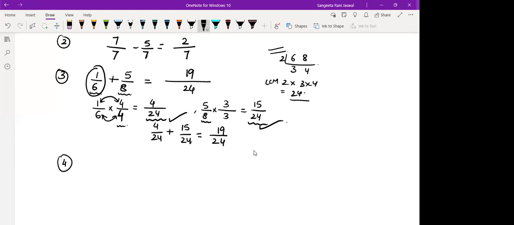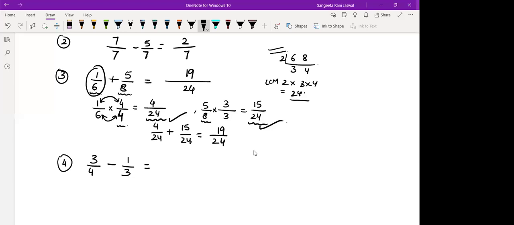Now I'll show you the subtraction sum. Let's take this number. I'm taking small, small numbers. 3 by 4 minus 1 by 3. Now, everything is the same as what we have done in this question. Only in place of plus, we have a minus sign. So, how will you do this?